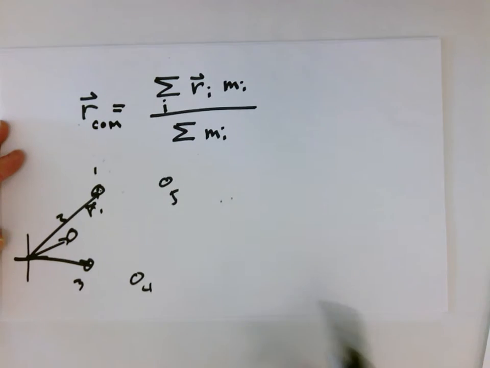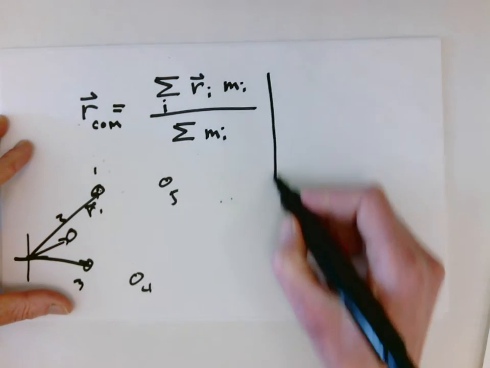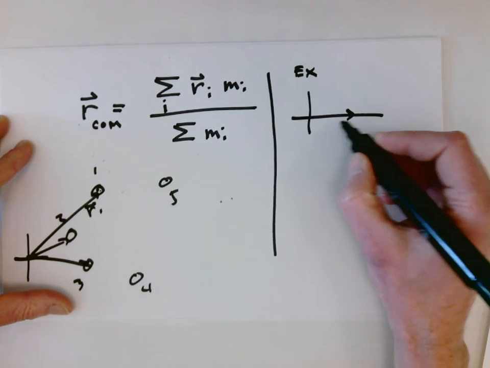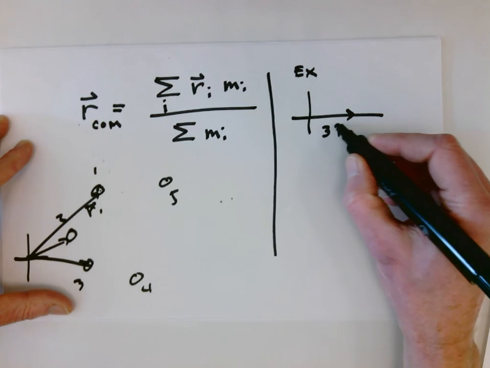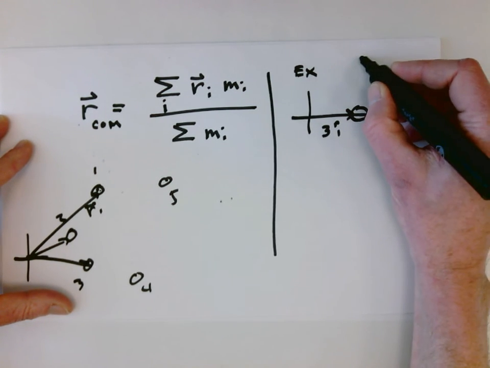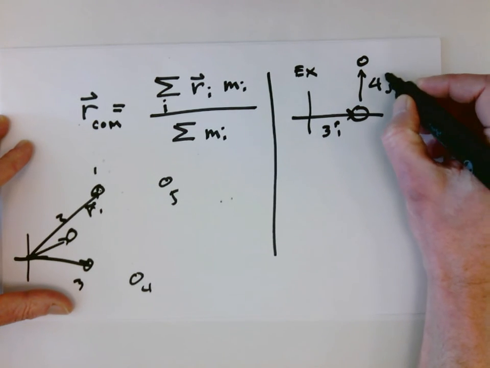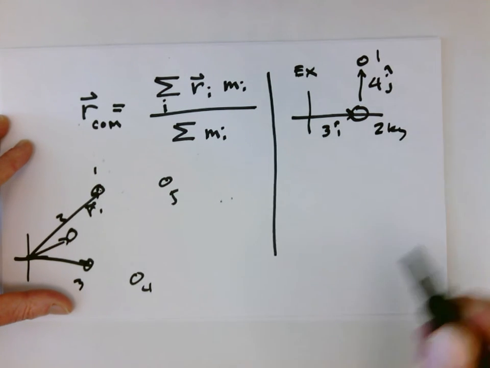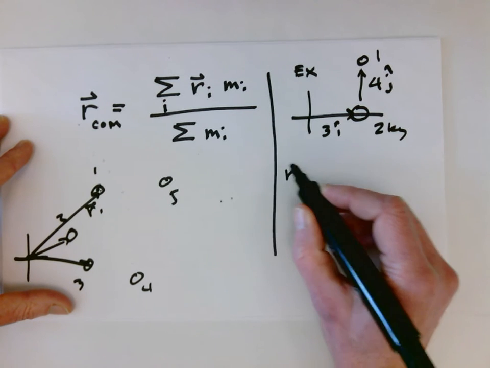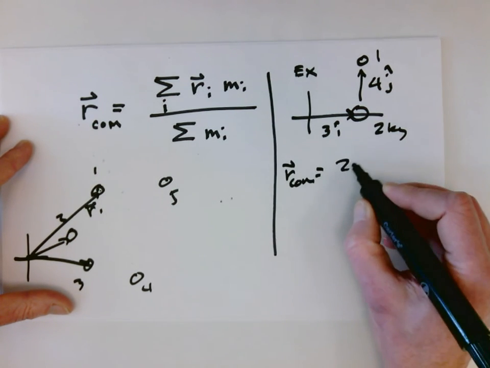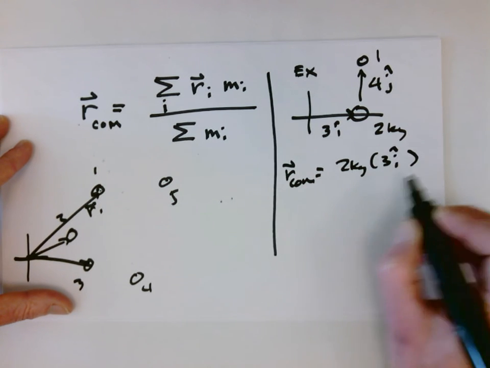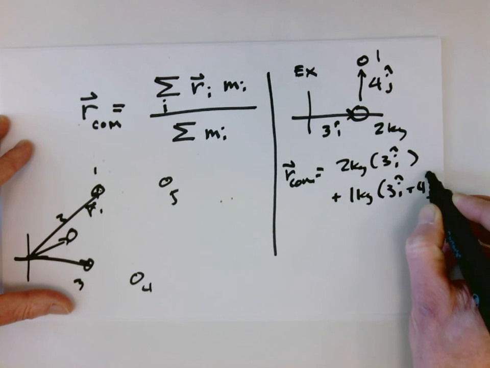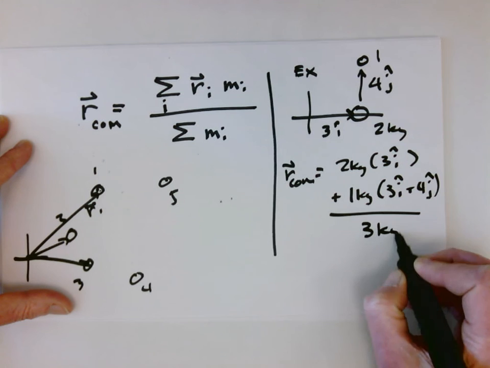Because I'm just adding mass 1 to mass 2 to mass 3 in order to figure out what the center of mass position is. So for example, if I had just two masses, one mass located at the position 3 in the i hat direction, and the second mass located at the position 3 i hat plus 4 j hat. Maybe the first mass is 2 kilograms and the second is 1 kilogram. Where's the center of mass? My center of mass position would be 2 kilograms times 3 i hat, plus 1 kilogram times (3 i hat plus 4 j hat), all divided by 3 kilograms.